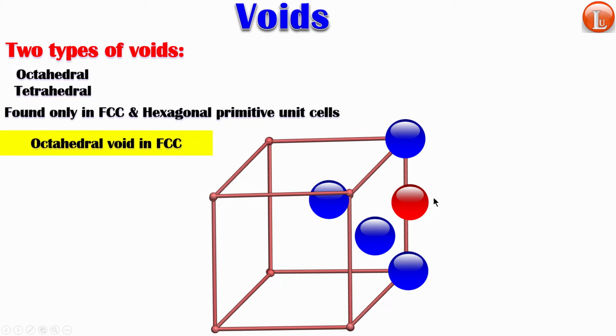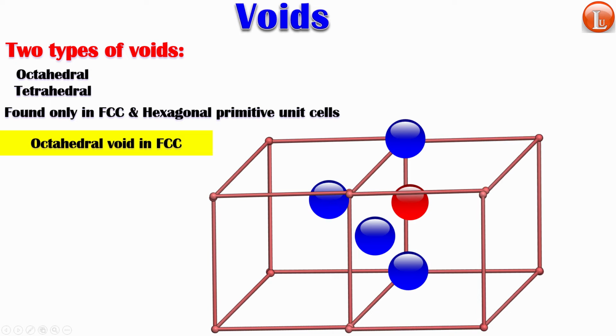Now if you notice, this edge length is a by 2. Assume that this is big enough to be in contact with this. Then it will also be in contact with this because this is also at a by 2, this is also at a by 2, this is also at a by 2. And the next unit cell has a back face which is also at a by 2.